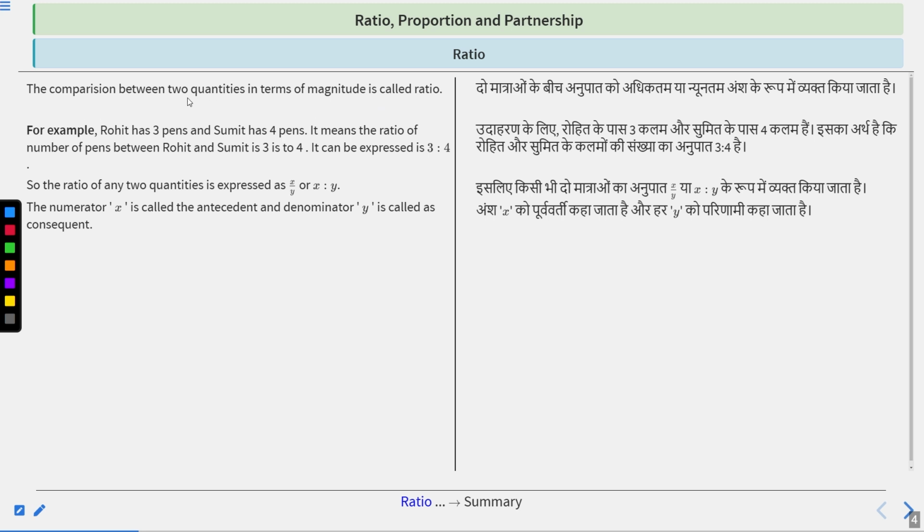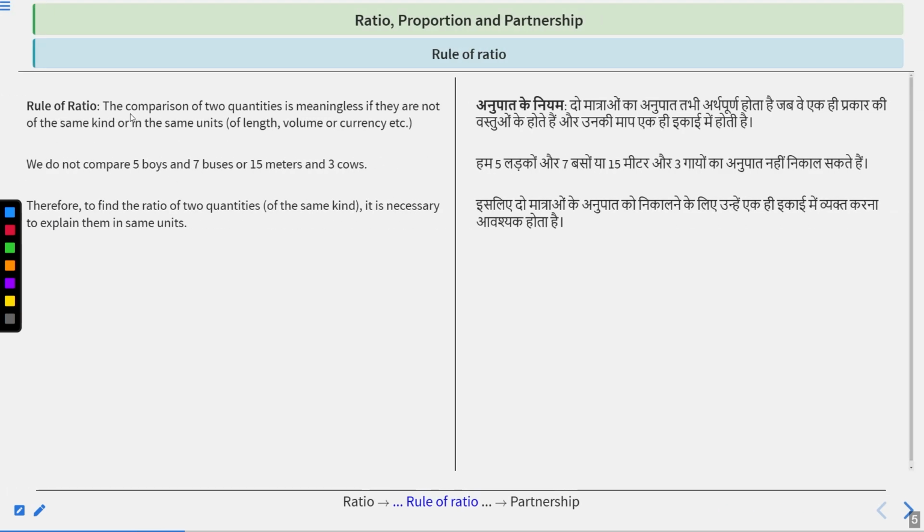Now, what is ratio? The comparison between two quantities in terms of magnitude is called ratio. For example, Rohit has 3 pens and Sumit has 4 pens. It means the ratio of the number of pens between Rohit and Sumit is 3:4. It can be expressed as 3:4. Clear? So we can represent it in that format. The ratio of any two quantities can be expressed as x upon y or x ratio y. The numerator x is called antecedent and the denominator y is called consequent. Clear?